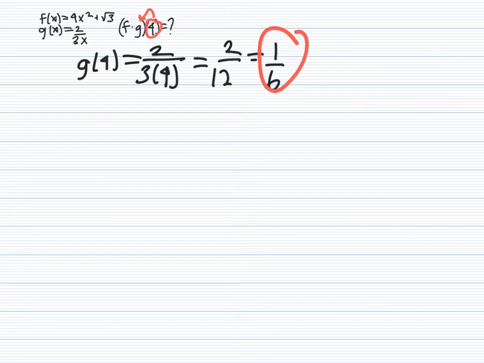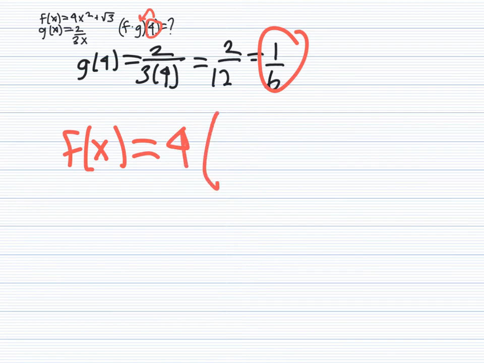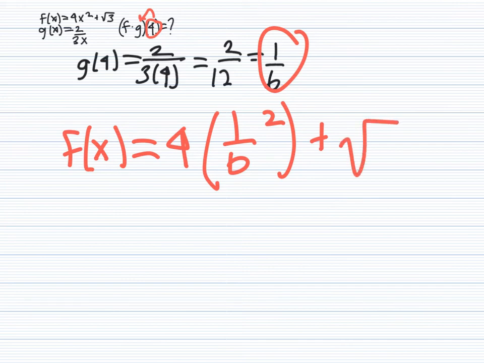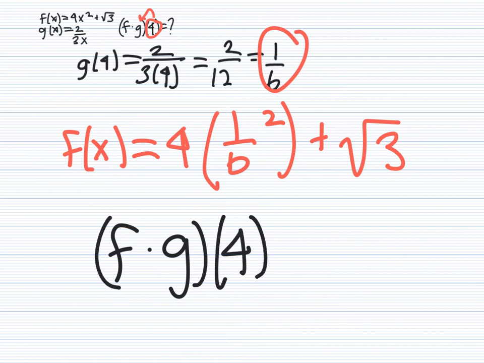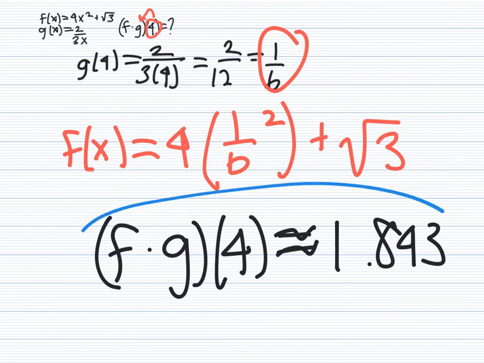So f of 1/6 equals 4 times (1/6) squared plus root 3. And then you can go ahead and use your calculators on this one. So then f of g of 4 equals about, and I rounded it again to 3 decimal places, 1.843. And this is your answer.